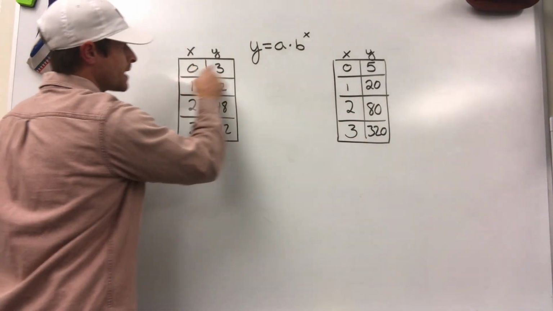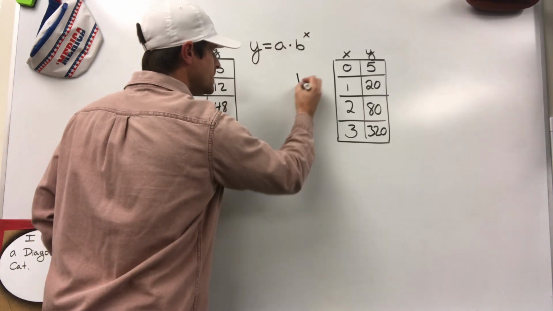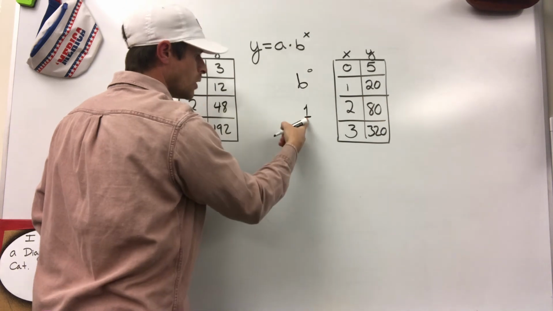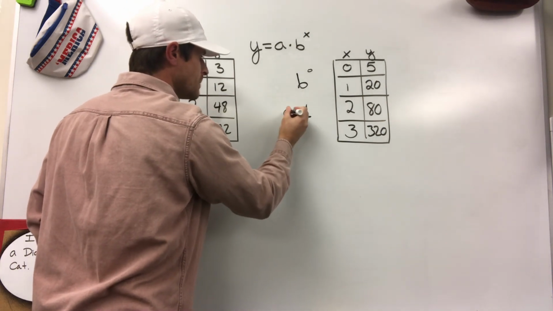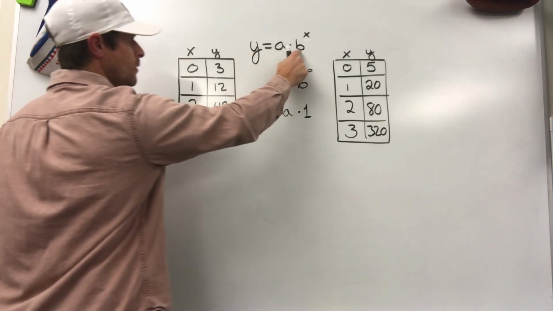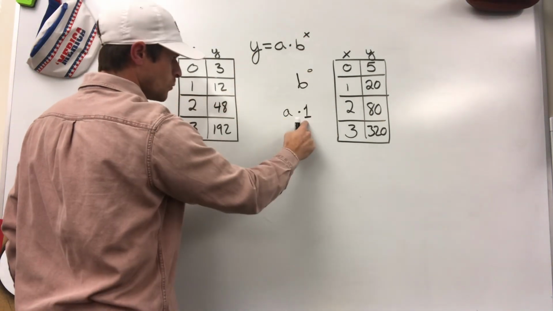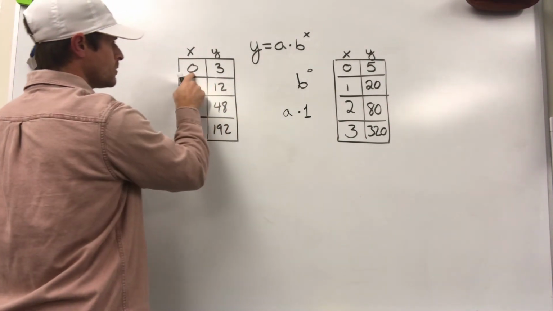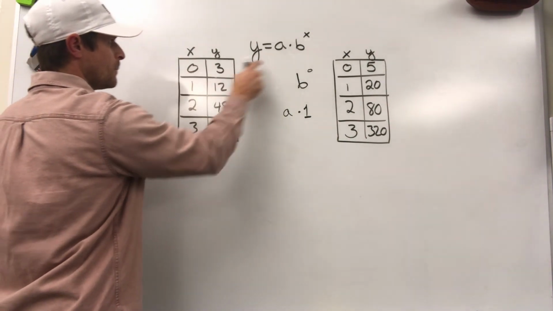Take that 0 for x, plug it in as an exponent. b to the 0 power makes 1. Any value to the power of 0 will always create 1. So 1 times a would be what you're going to get for your y value over here. Knowing b to the 0 power makes a 1, 1 times a would make the y. So you can just steal your 0 term and put that in for your a.